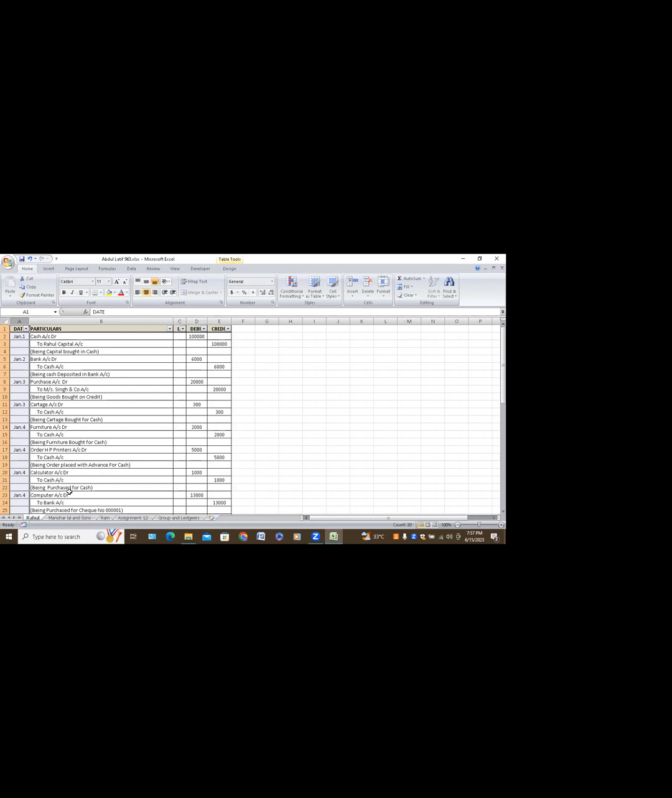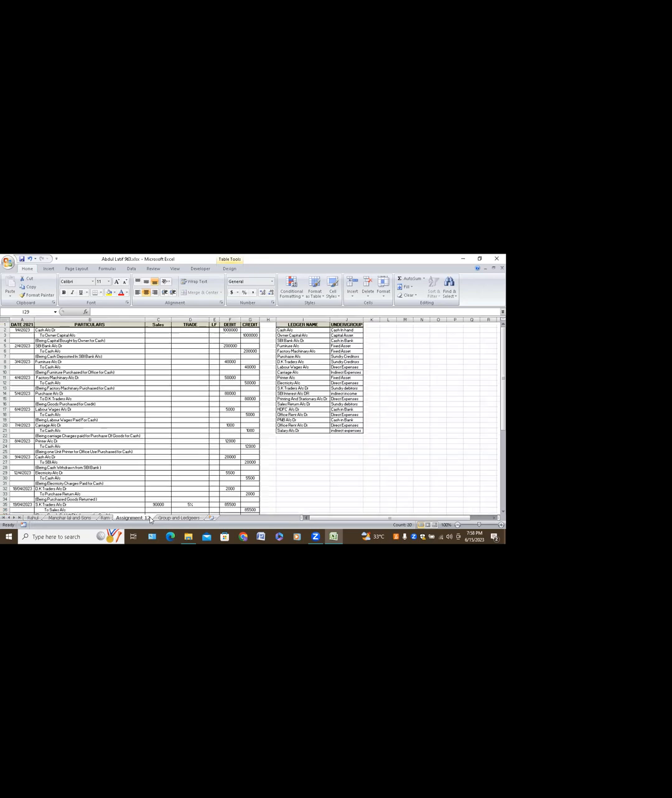Yes, ma'am. You write every account there. Cash account you write, Rahul account you write, bank account you write. Don't repeat the one which you have already taken. Except names, other things you don't repeat. Ma'am, I have already done some here, ma'am. Ledger name under group.